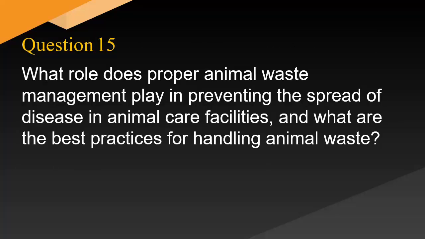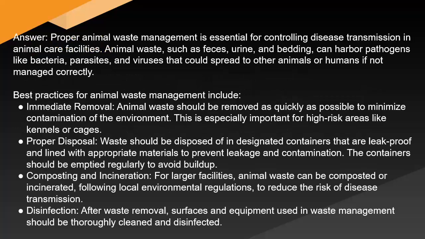What role does proper animal waste management play in preventing the spread of disease in animal care facilities, and what are the best practices for handling animal waste? Answer: proper animal waste management is essential for controlling disease transmission in animal care facilities. Animal waste, such as feces, urine, and bedding, can harbor pathogens like bacteria, parasites, and viruses that could spread to other animals or humans if not managed correctly.